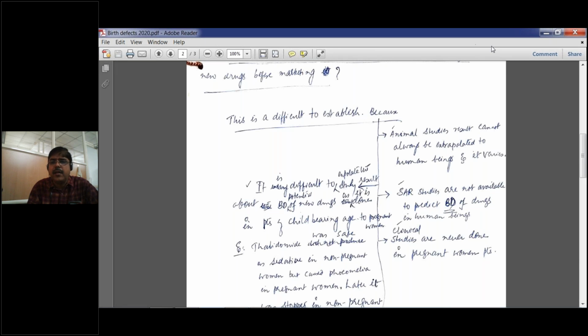So such studies are not available, especially in pregnant women. So what happens is that you do not know what happens there. And in addition, clinical studies are never done in pregnant women. You might have studied these concepts in clinical research also: which population to include in clinical trials, which population not to include. Safisha, can you tell me which are the populations which we cannot include in clinical trials or clinical studies?